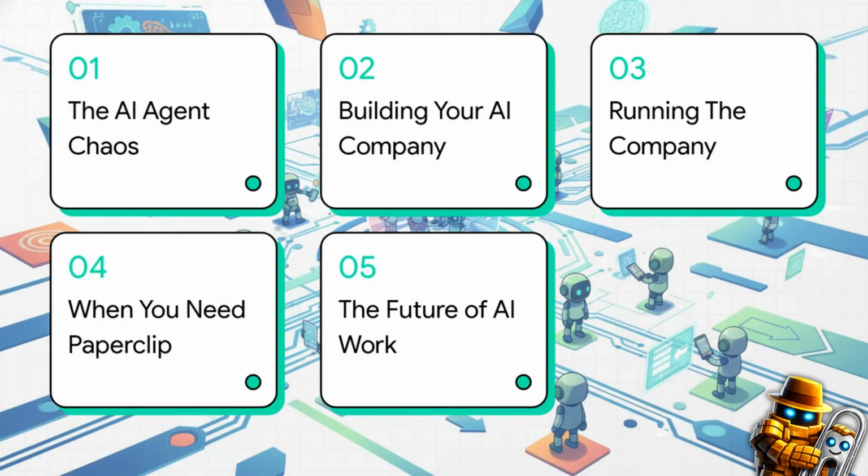So, here's our game plan. First, we'll get into that agent chaos that so many of us are living through. Then, we'll see how Paperclip lets you actually build and run a structured AI company. We'll also figure out when you might actually need a tool like this. And finally, we'll zoom out and take a look at what this all means for the future of AI work.